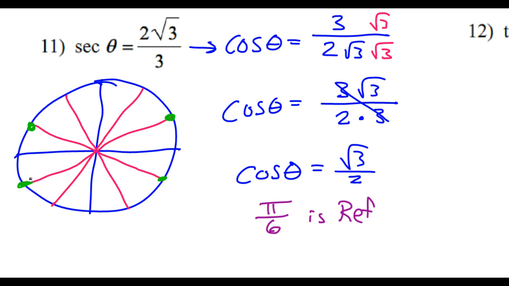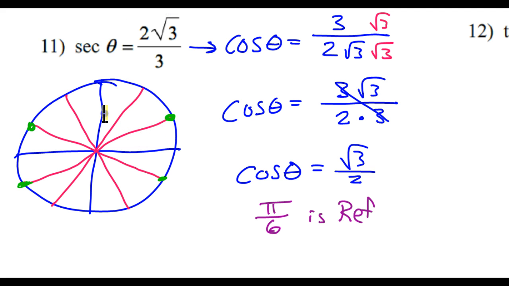Okay? Now, if I take the cosine of any one of these, it's going to give me radical 3 over 2. But 2 of them will give me positive radical 3 over 2, and 2 of them will give me negative radical 3 over 2. I want the 2 of them that will give me positive radical 3 over 2. So cosine is the x value. And so where are the x values positive?